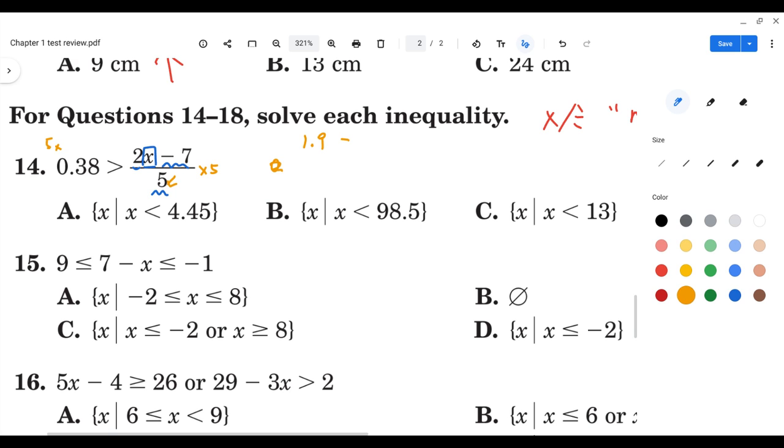So you get 19 larger than 2x minus 7. Then you get rid of the negative 7 by plus 7 on both sides, 26 larger than 2x. Then divide by 2, 13 is larger than x.